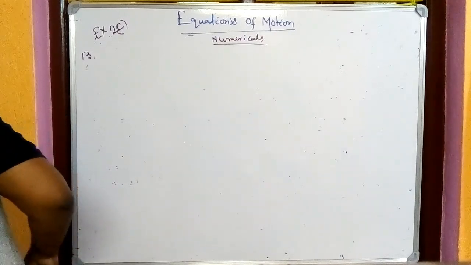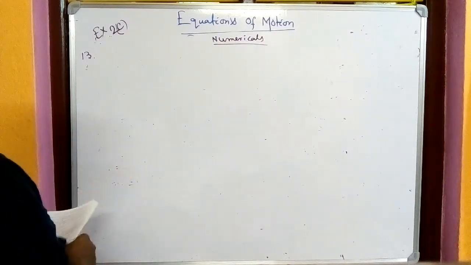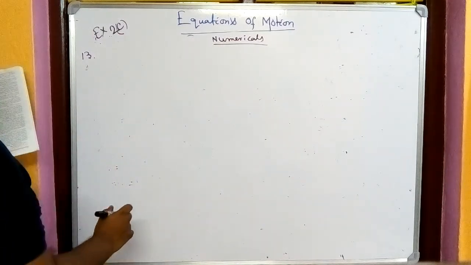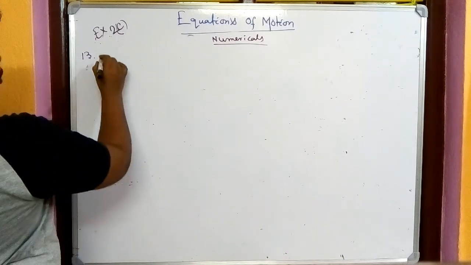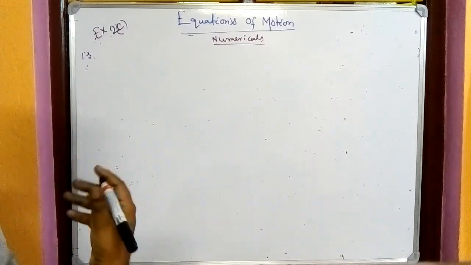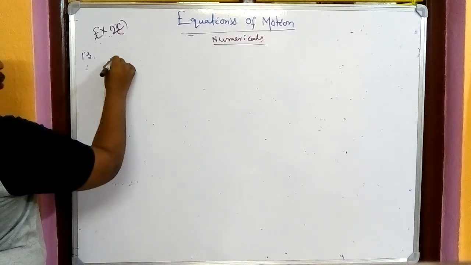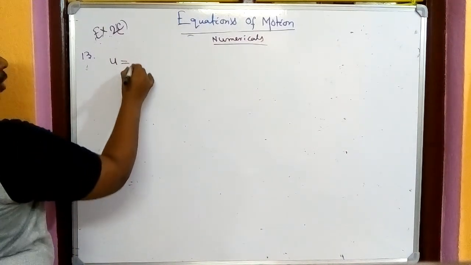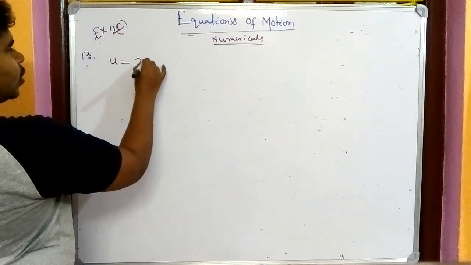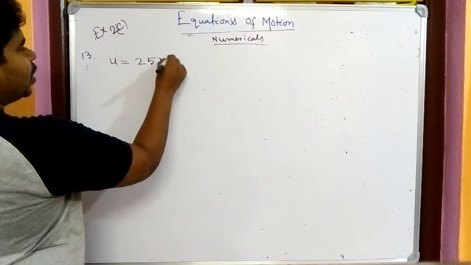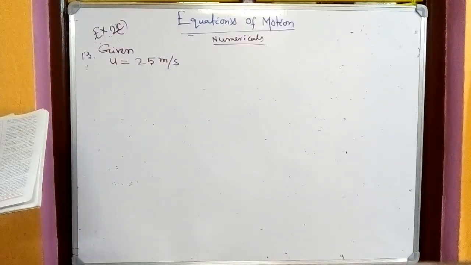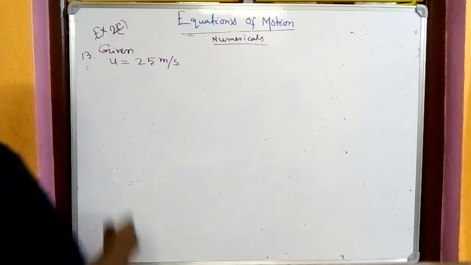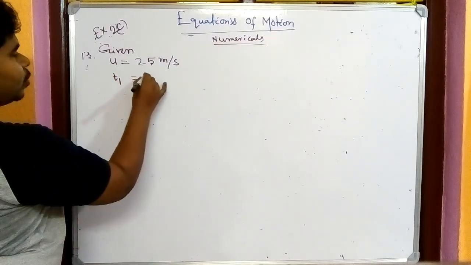13, what it is told, and you see how we have to do a numerical, the procedure. It is told a car travels with a uniform velocity of 25 meter per second. Uniform velocity means it is a constant velocity. So you have to write u equals 25 meter per second, because u is the initial velocity as it is moving with constant velocity. It is given to us. So first we have to write what things are given to us. Given u equals 25 meter per second for 5 seconds. So t1 equals 5 seconds.